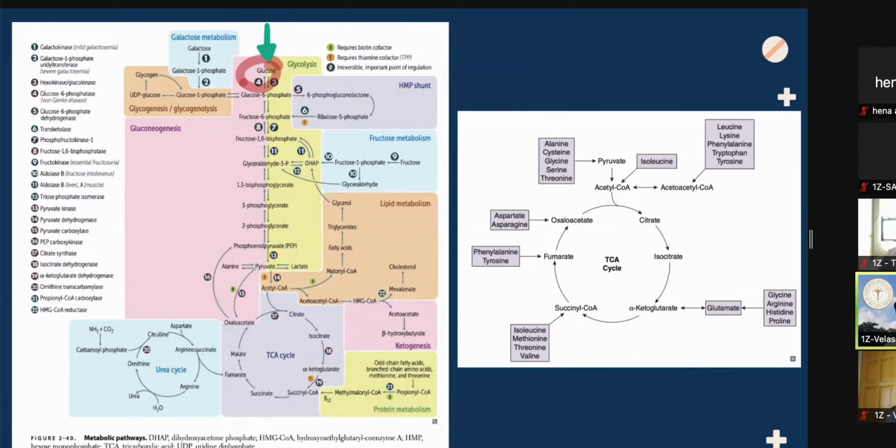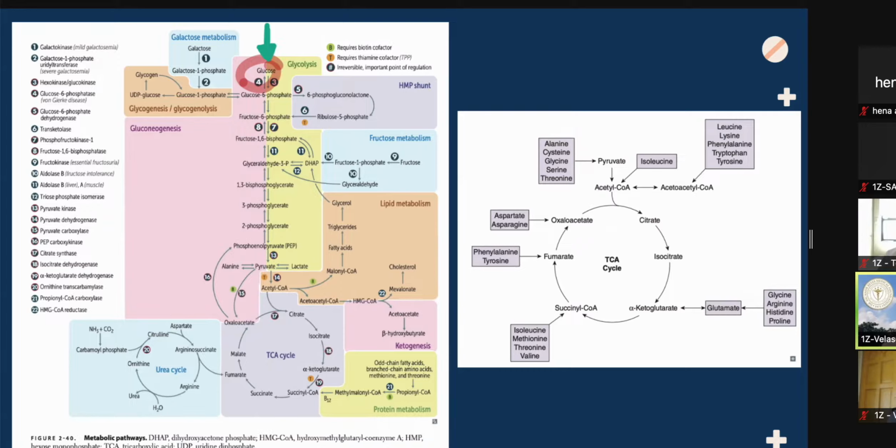Okay, so how does this all fit into the big picture? The goal is to make oxaloacetate or pyruvate in order to create glucose through the process of gluconeogenesis. As I mentioned before, there are ketogenic and glucogenic amino acids. The reason ketogenic amino acids don't participate in making glucose through gluconeogenesis is because those carbons are lost in the TCA cycle as carbon dioxide.